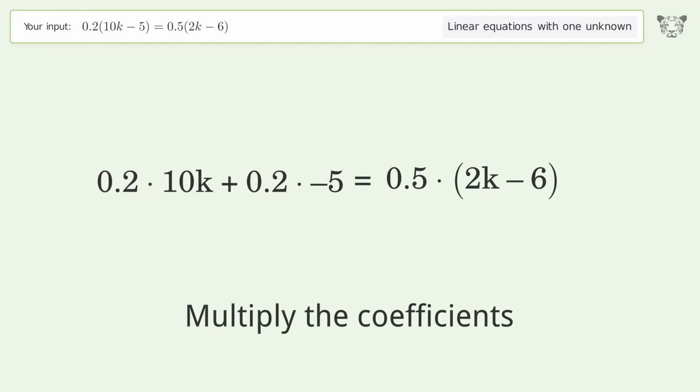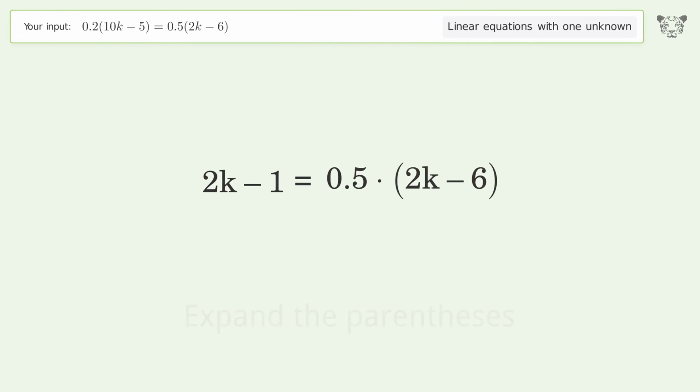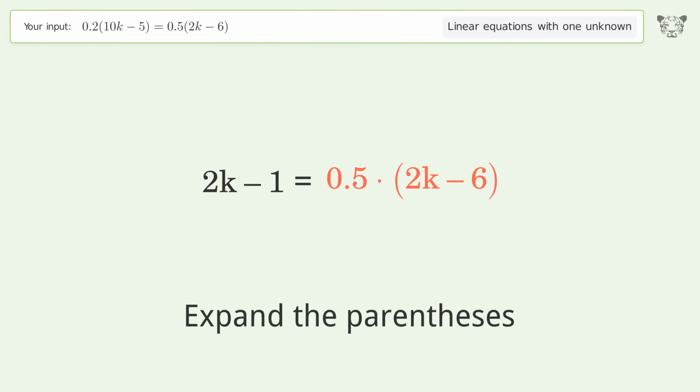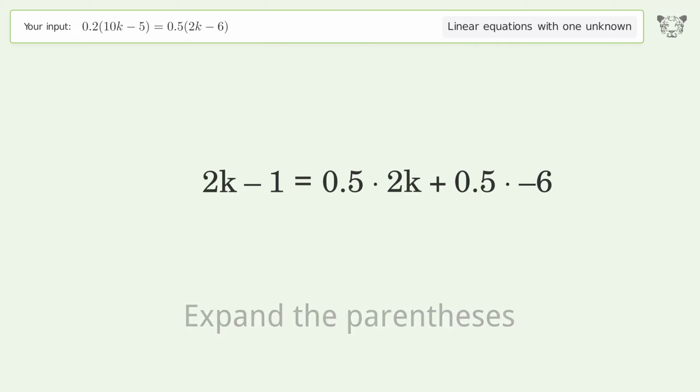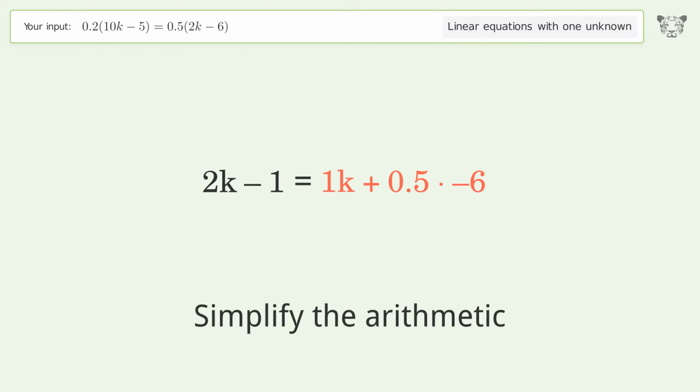Multiply the coefficients. Simplify the arithmetic. Expand the parentheses. Multiply the coefficients. Simplify the arithmetic.